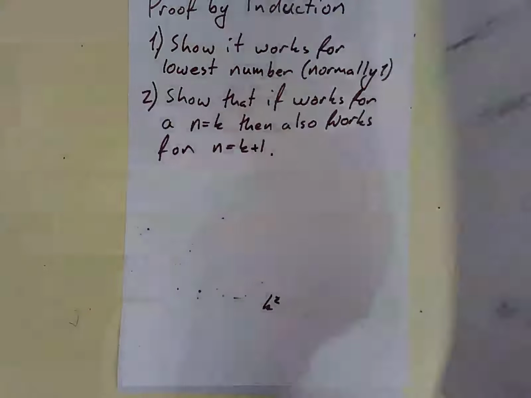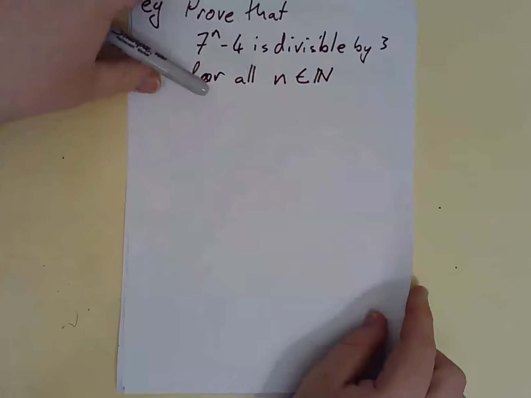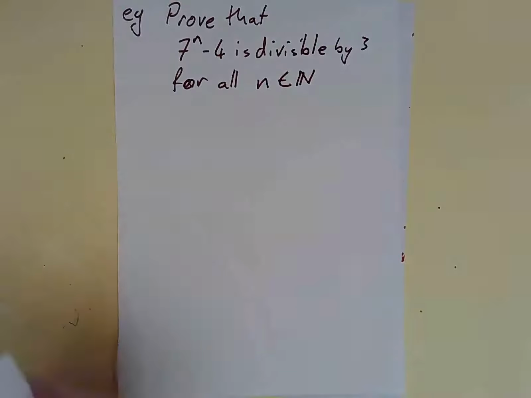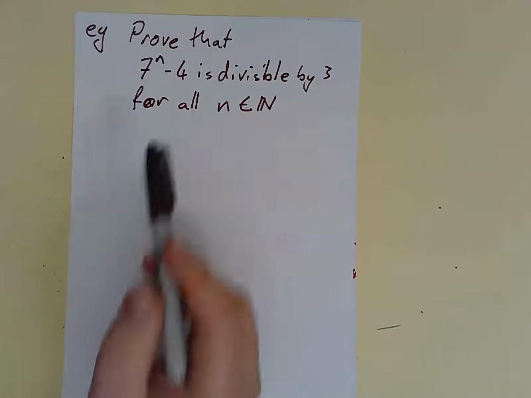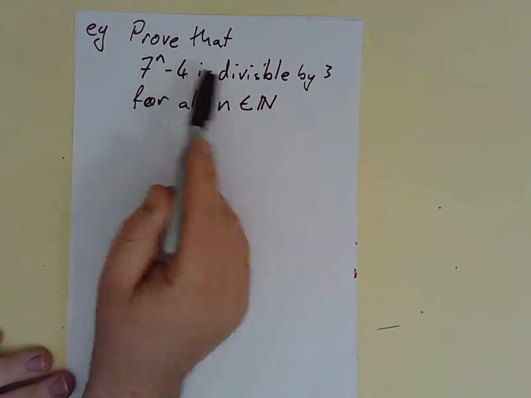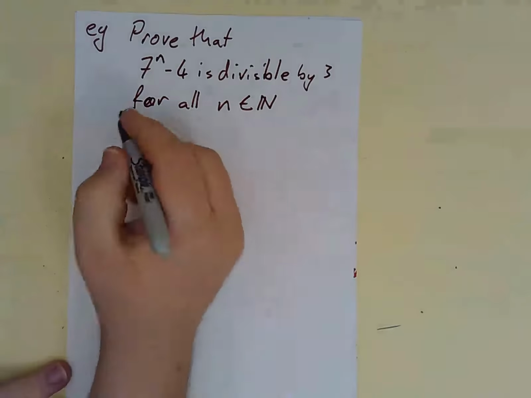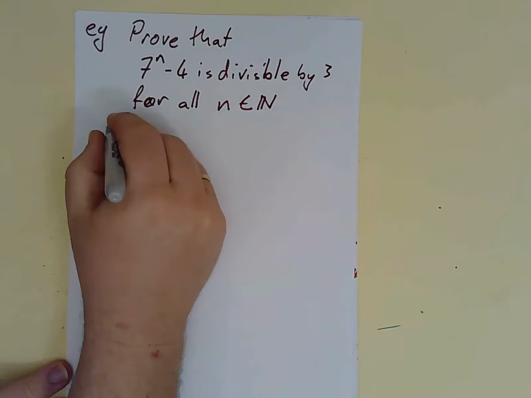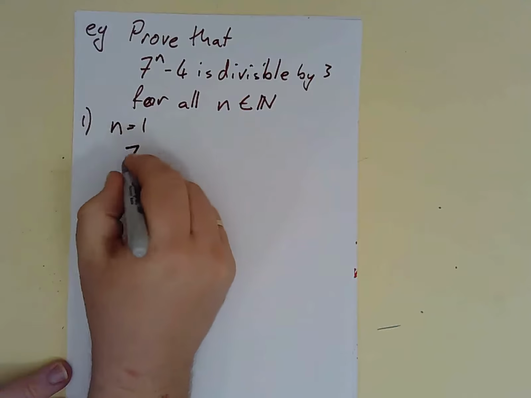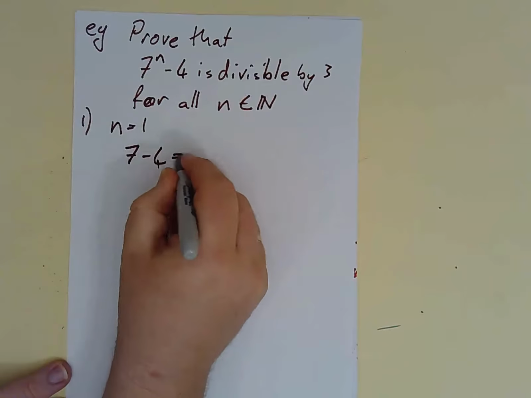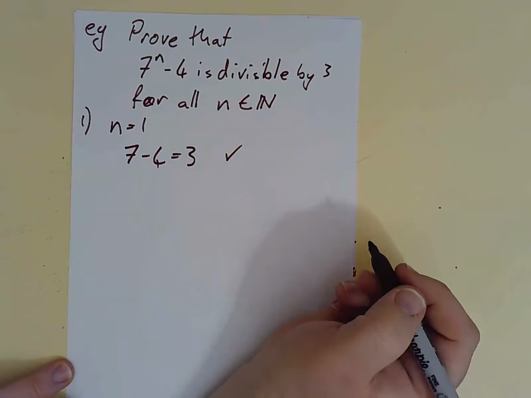So I'm going to do another example here. It's the same idea, just a little bit more tricky. So we've got this 7 to the power of n minus 4. We're told we want to prove that it's divisible by 3. So first we're going to check for 1. So step 1, check for n equals 1. Well, that's going to be 7 minus 4. 7 minus 4 is 3. Tick, that is divisible by 3.